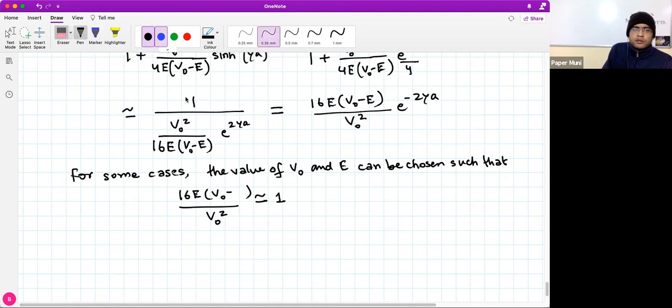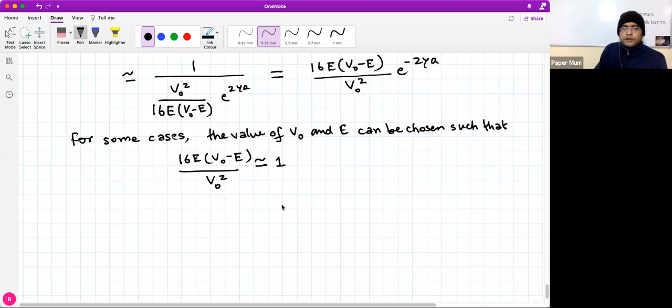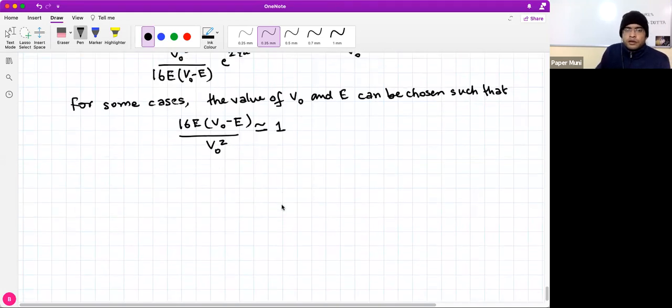So it could be possible. If you select the energy of the particle to be e, you can select v naught to be 10e. If you solve for that, you'll get a value very close to 1. So that could be possible. Now let's see the example.